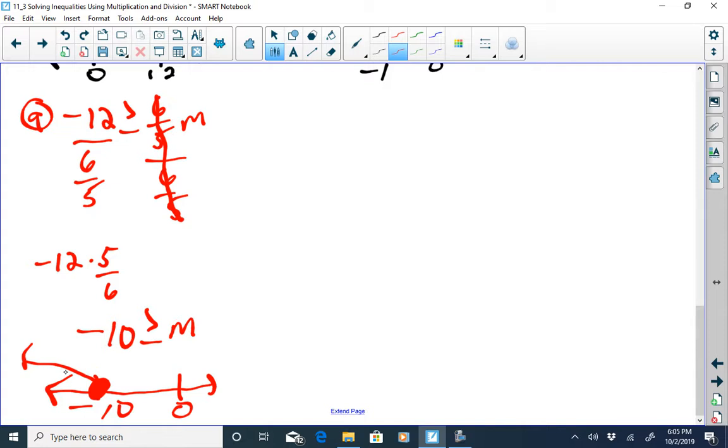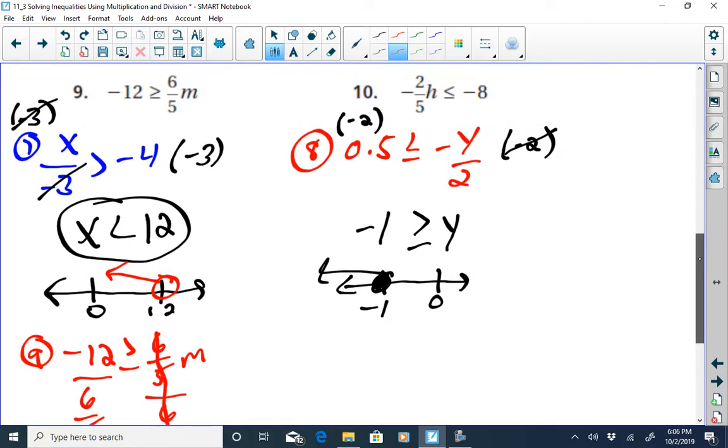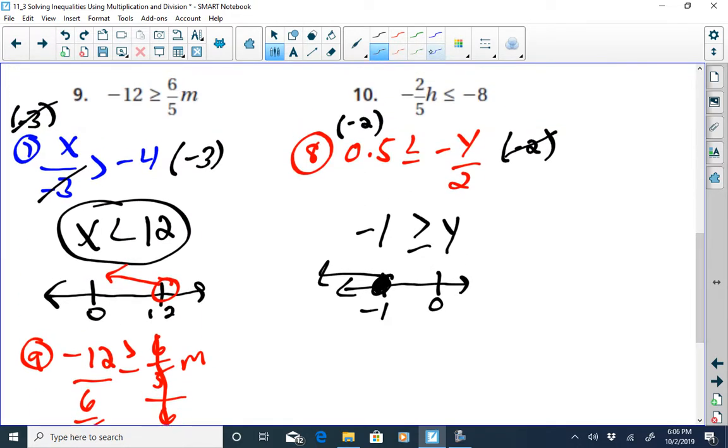But let's try negative 20. If I replace m with negative 20, which is in our solution set, 6 times negative 20 is negative 120. Negative 120 divided by 5 would be negative 24. Is negative 12 greater than or equal to negative 24? Yes, it is. So that graph does work. Always want to check it if you can. Don't go crazy checking, but we should always try at least to check.